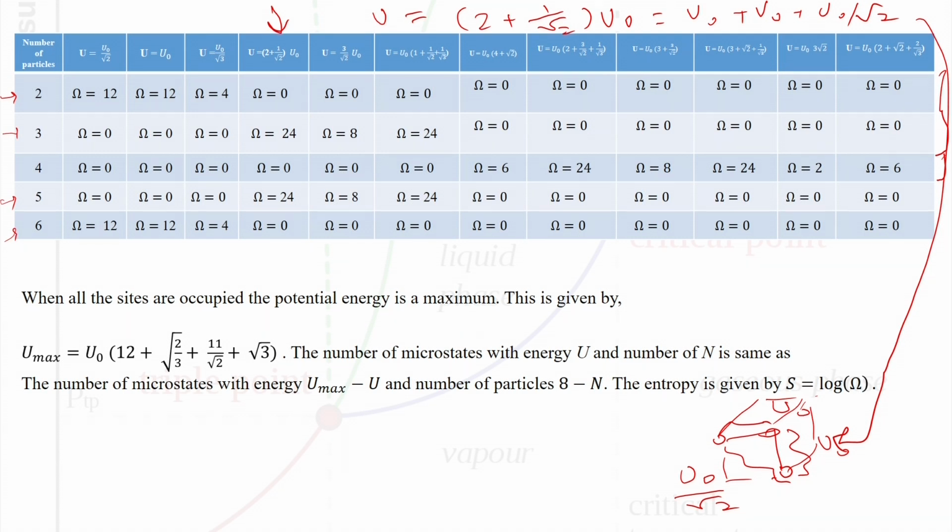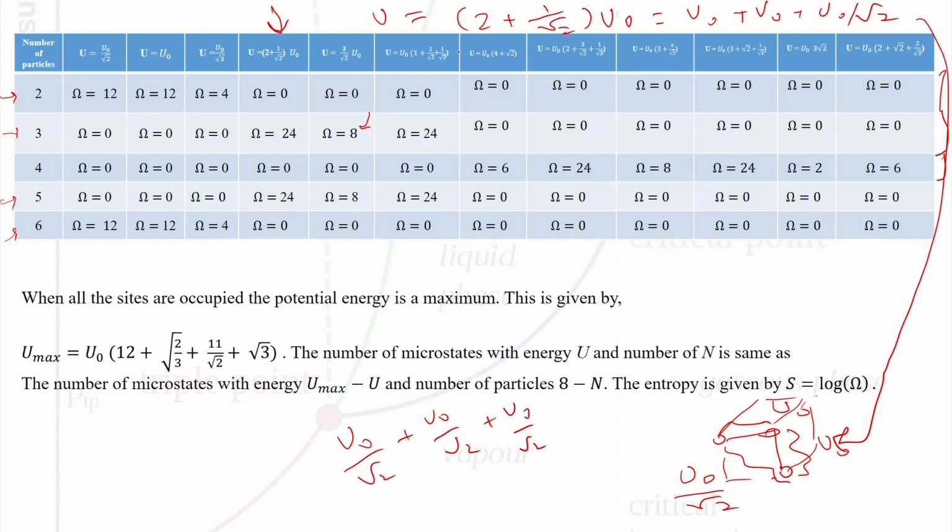If that's the energy, then there are 24 ways of achieving that. It's going to be very painful to list all of them. That's the reason why you should write a program to list them. Similarly, you start getting all these other possible energies. There's u0 by square root of 2 plus u0 by square root of 2 plus u0 by square root of 2. So that's 3 times u0 by square root of 2. There are 8 ways of doing that.